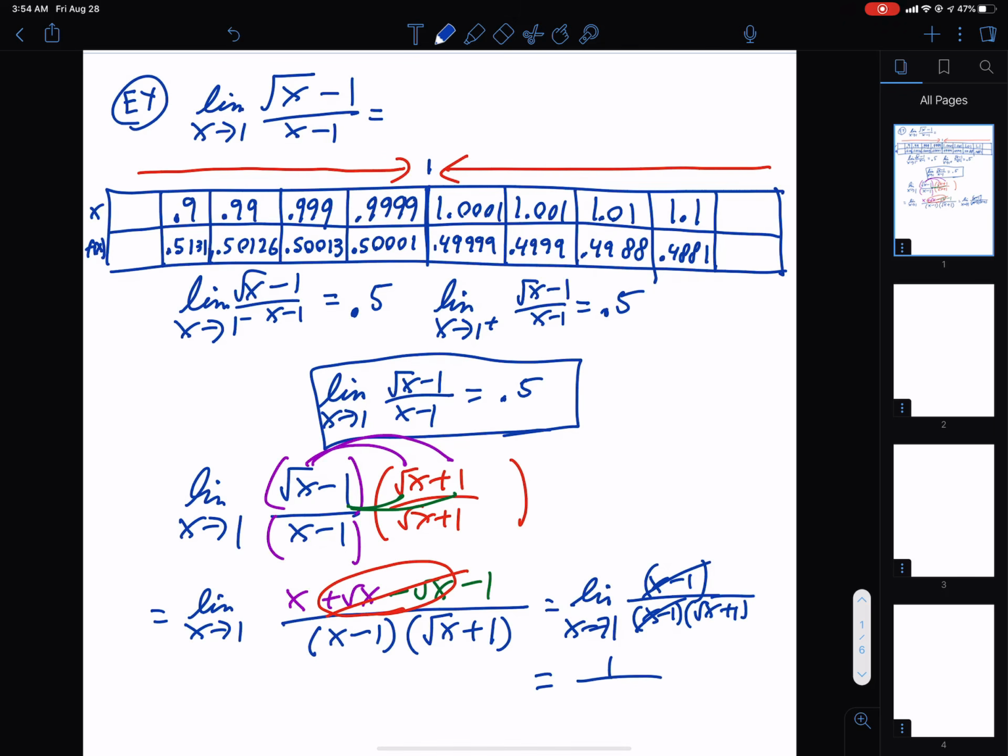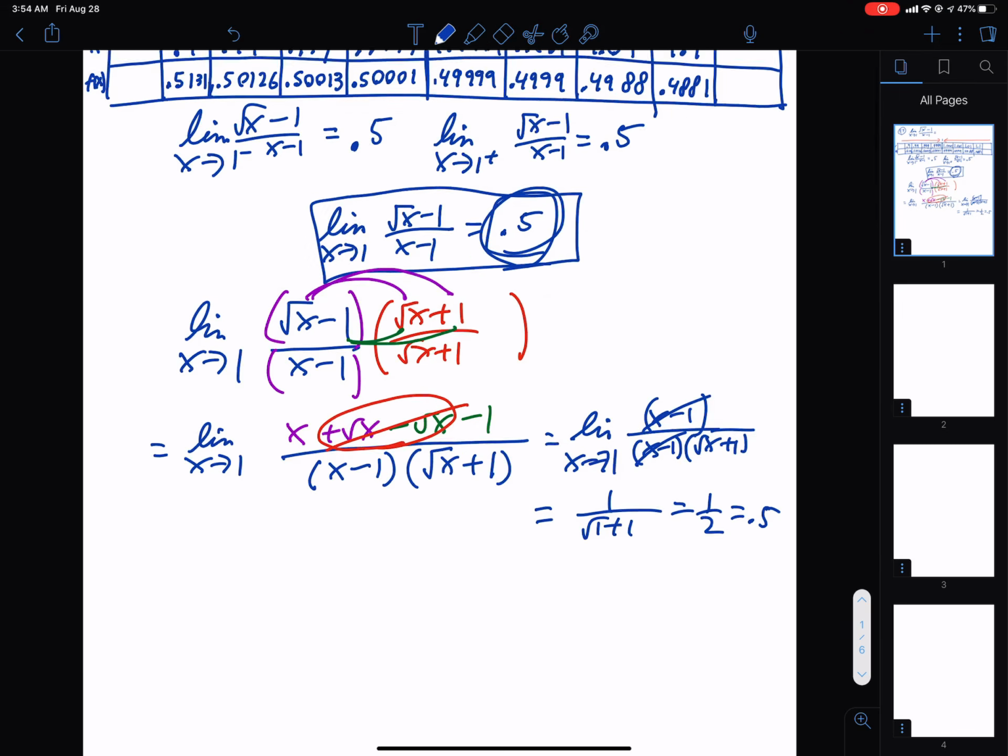To take the limit using the shortcut, we have polynomials and such. We can just plug it in. We get 1 over radical 1 plus 1, which is 1/2, which is 0.5, and that's what we found over here. So that's just to verify. So the second way was analytical. The first way was graphical, and it didn't prove it's 0.5. It just suggested that the limit is 0.5.